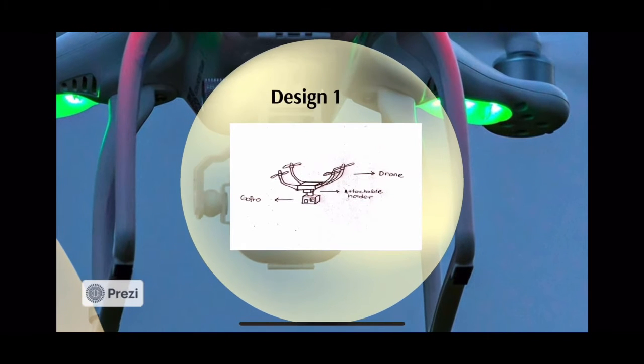Design 1 is a standard design that is used by people. We use an attachable holder to attach a GoPro to the drone. It is an affordable design and easy for people to use.